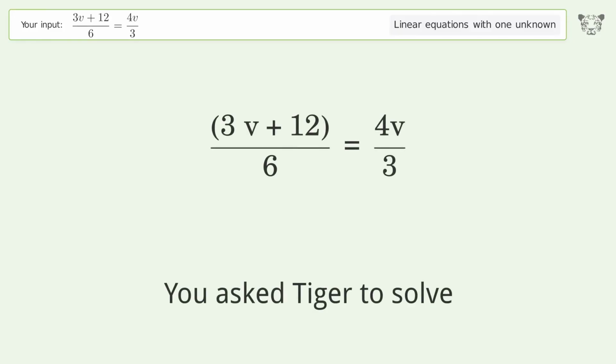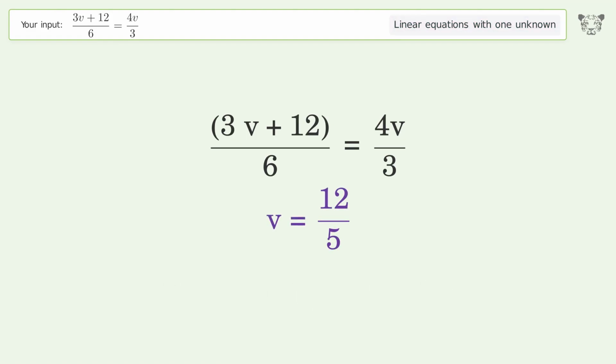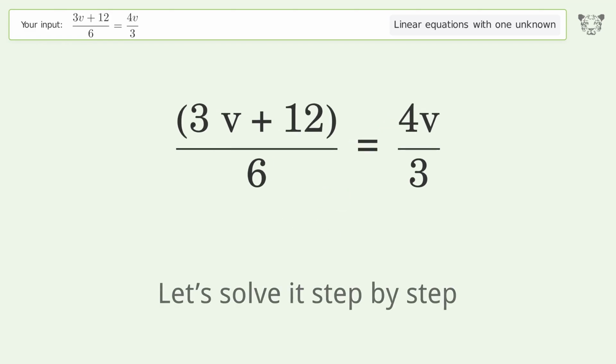You ask Tiger to solve. This deals with linear equations with one unknown. The final result is v equals 12 over 5. Let's solve it step by step.